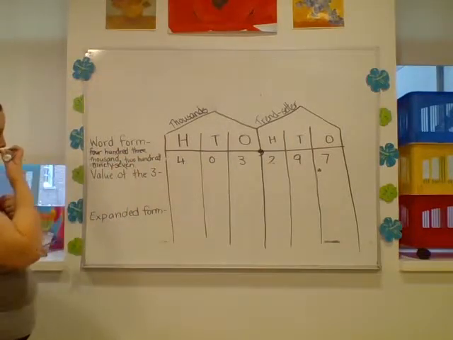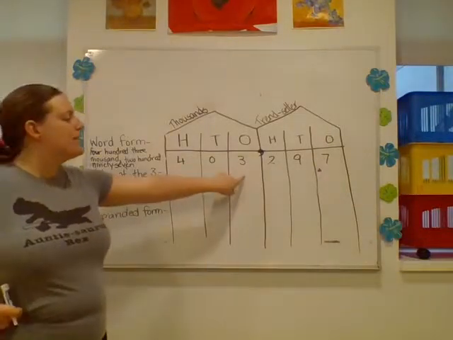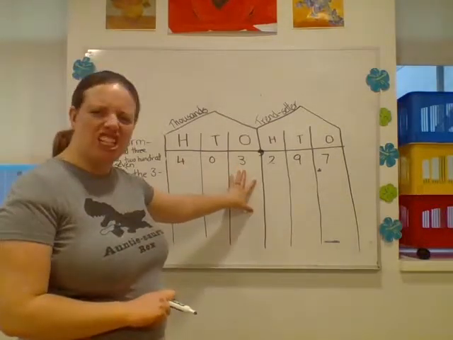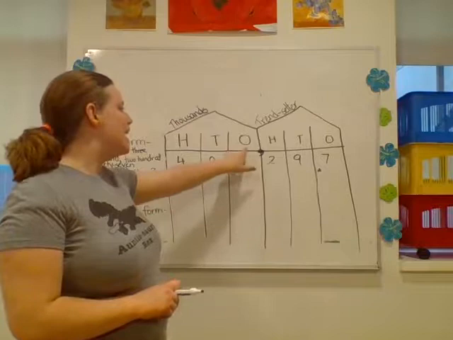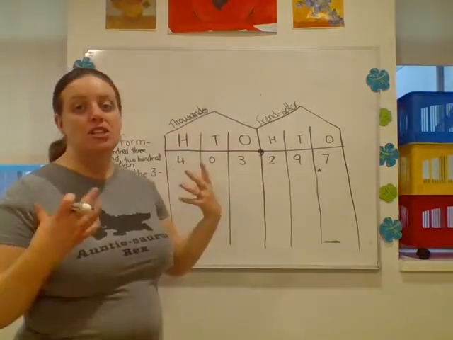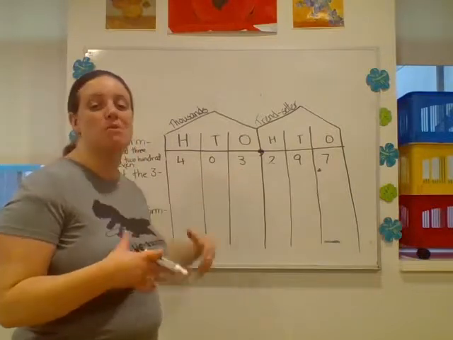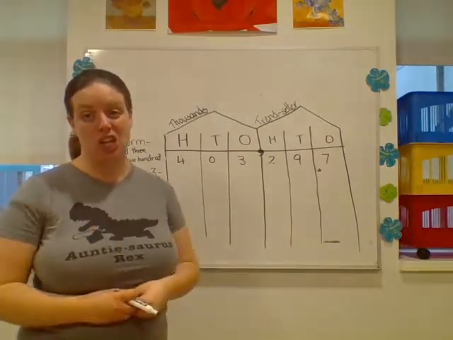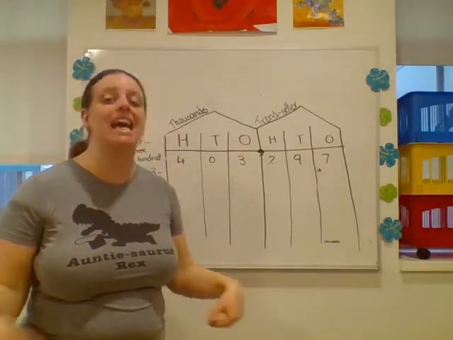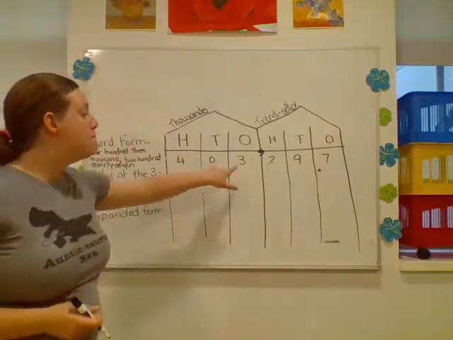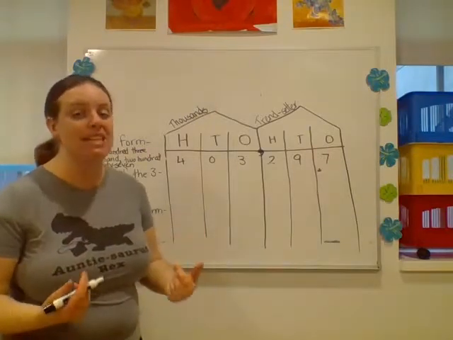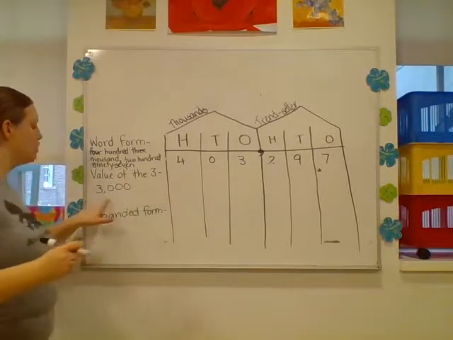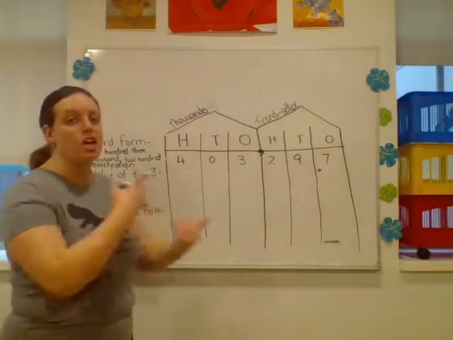Okay. So, the next thing I want to do is I want to have a look at the value of my 3. So, if I look at my digit 3, it is sitting in the 1,000s column. So I know that this is a multiple of 1,000. Now I have 3 hanging out in my 1,000s column. So 3 1,000s is 3,000. So my digit 3 has a value of 3,000. So I can write that here. Now remember, when you're putting your commas in large numbers, the commas go in between your houses.